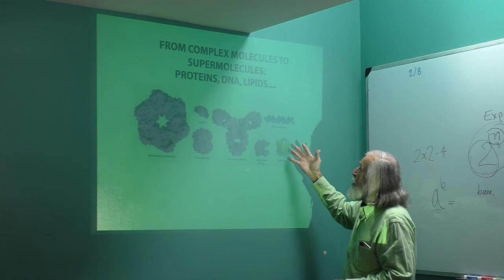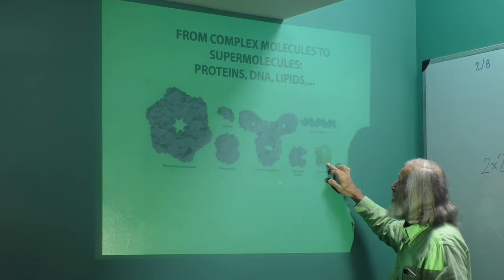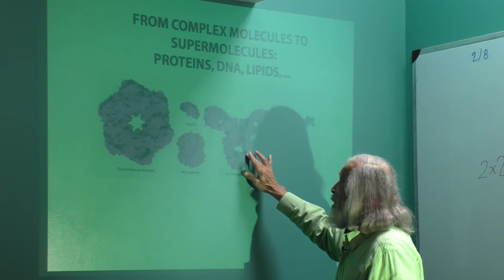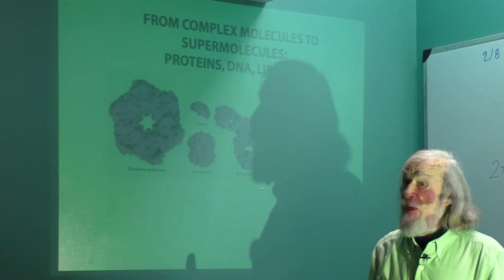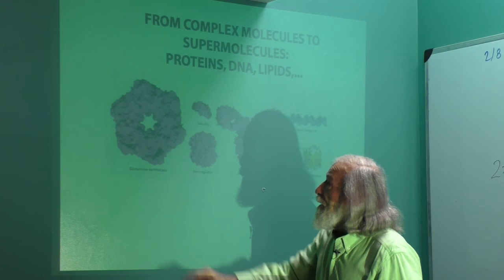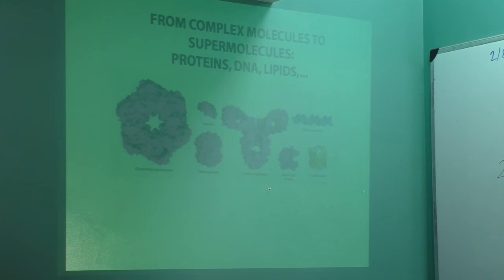Here's DNA, for example. The rest of these, and here's a lipid, which is one of the important chemicals in life. These things are supermolecules. They're molecules, but they're really big and complicated, and they can do very complicated jobs. Here's hemoglobin, insulin. Don't worry about that guy. But the next thing, step up, are the supermolecules.